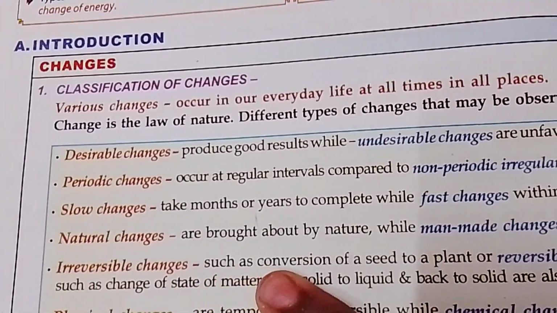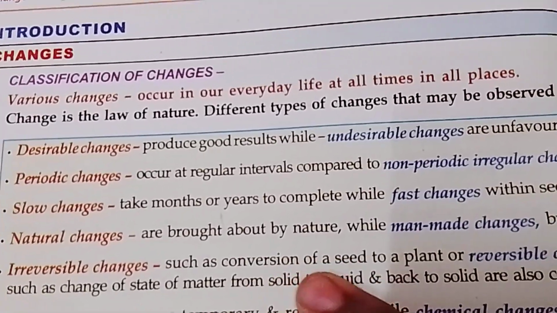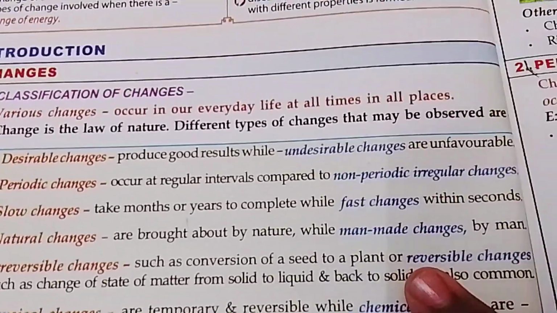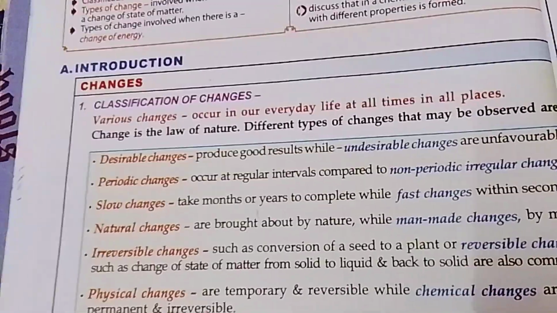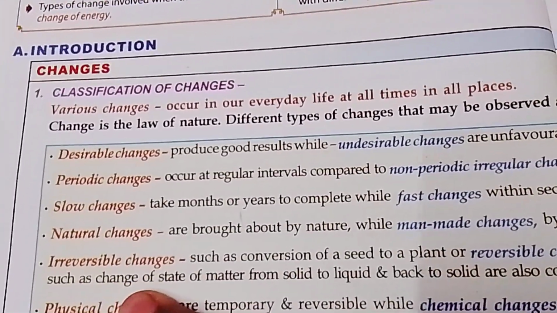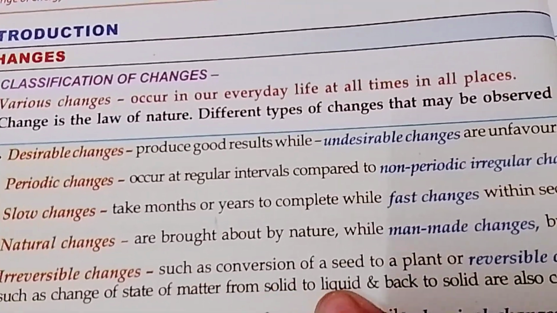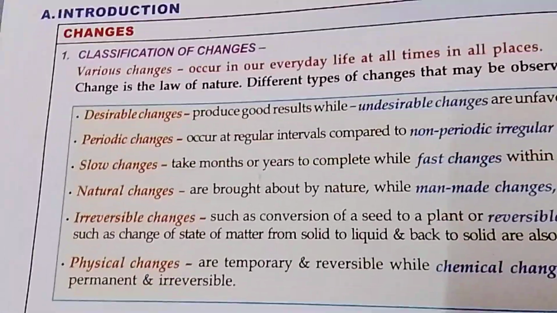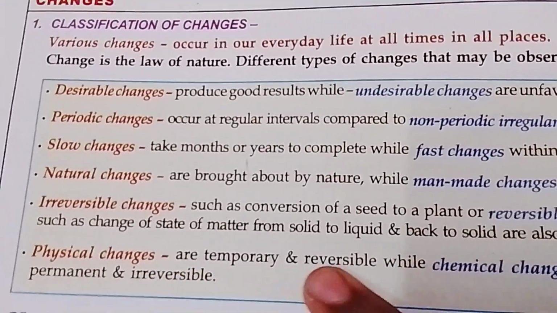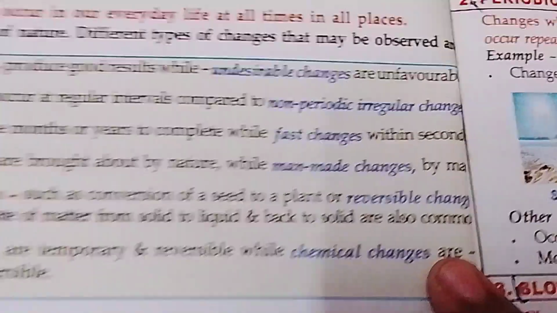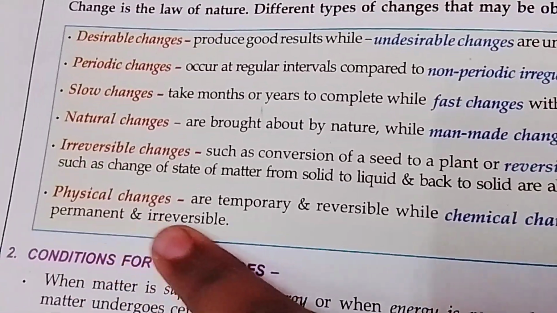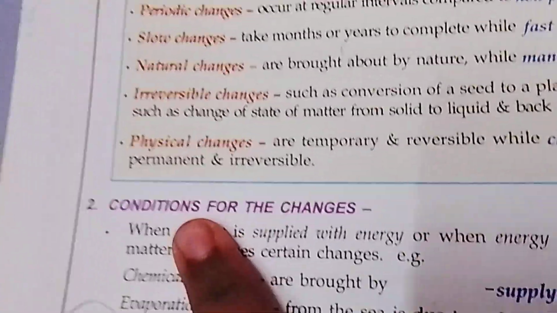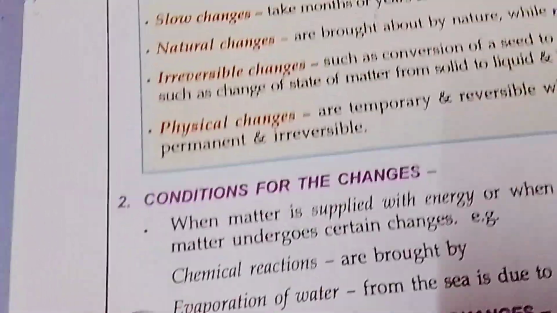Irreversible changes such as conversion of a seed to a plant, or reversible changes such as change of state of matter from solid to liquid and back to solid, are also common. Physical changes are temporary and reversible, while chemical changes are permanent and irreversible. Second, conditions for the changes.